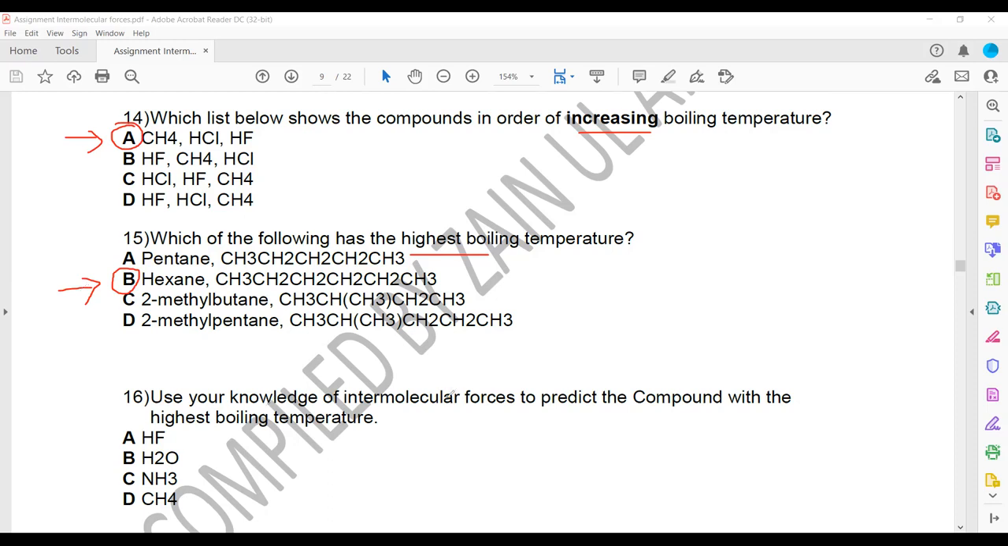Use your knowledge of intermolecular forces to predict the compound with the highest boiling point. So even though these three have hydrogen bonds, and the hydrogen bond in hydrogen fluoride is stronger, what happens as a result is that water can form two hydrogen bonds per oxygen compared to hydrogen fluoride or NH3. That's why it will have the highest boiling point.